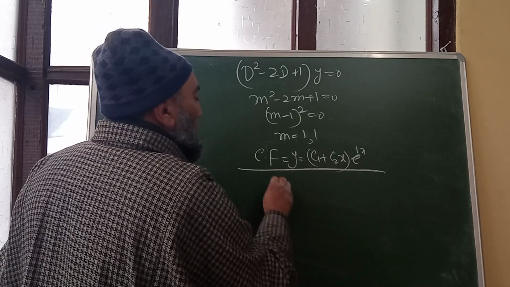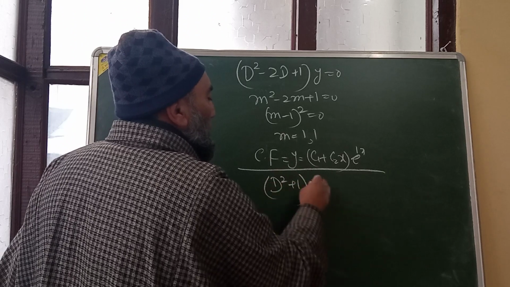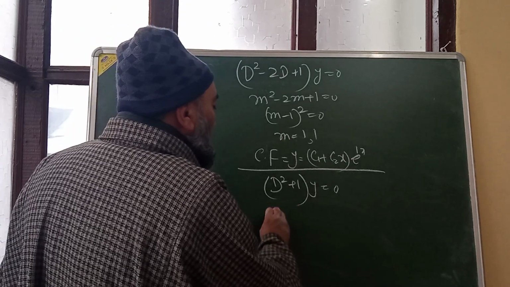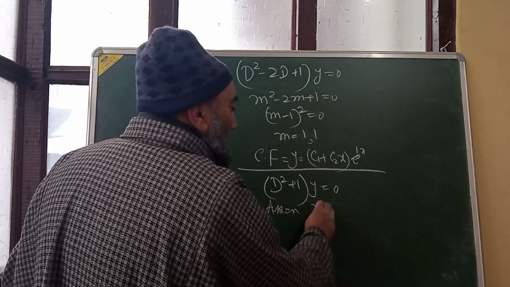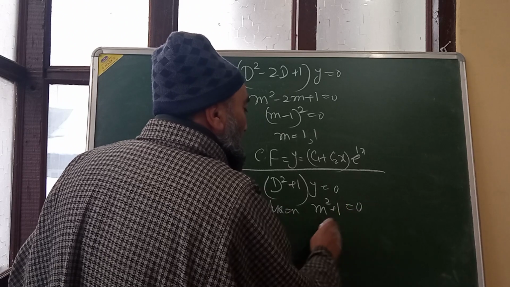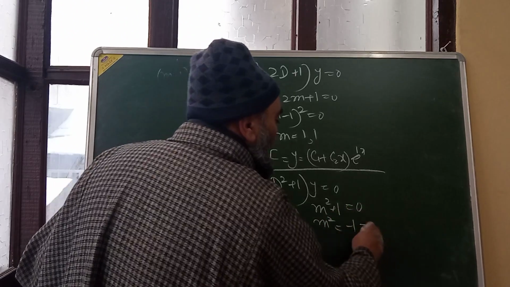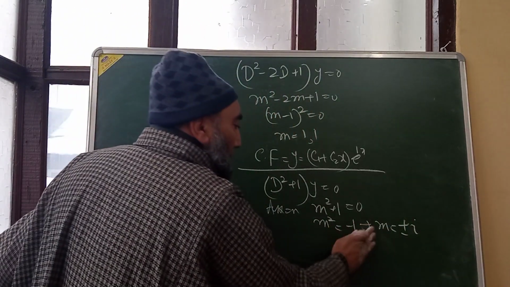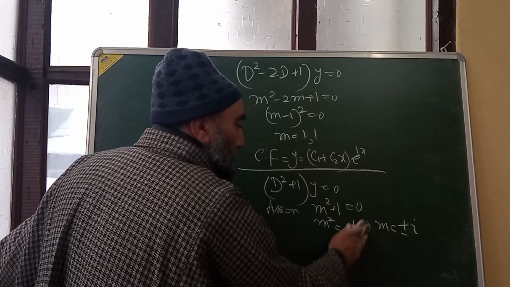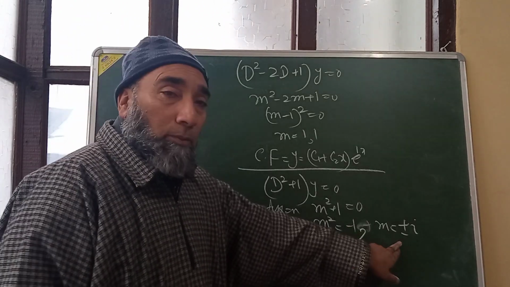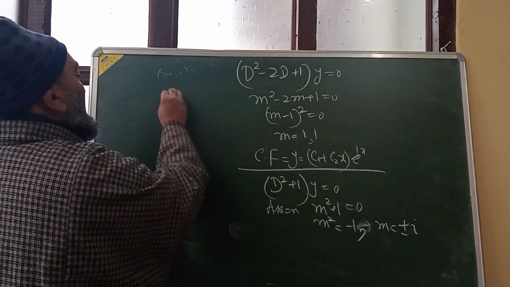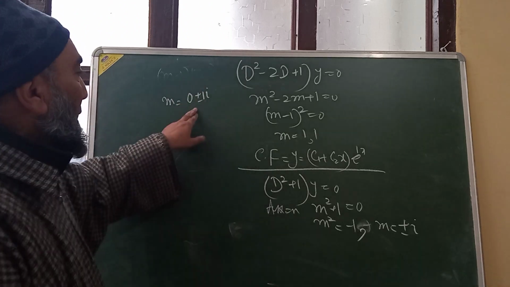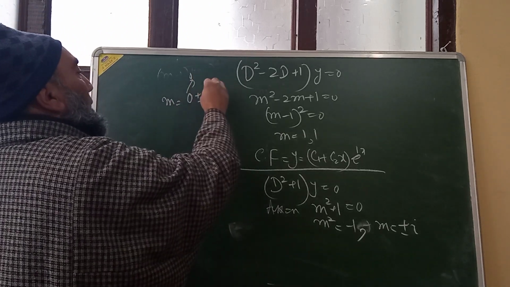Your question is d square plus 1 operating on y equals 0. Now what is the auxiliary equation? M square plus 1 equals 0. What's m square? It is minus 1. This gives m is equal to plus minus iota. m equal to alpha plus minus beta iota, means m is 0 plus minus iota, means 1 into iota. Okay, your alpha is 0 and beta is 1.